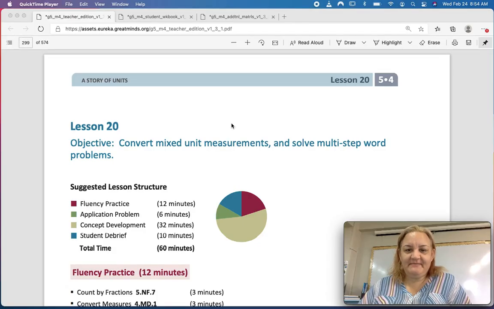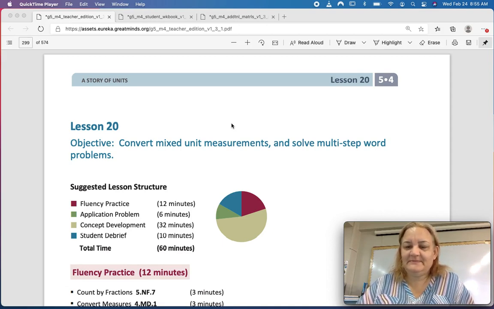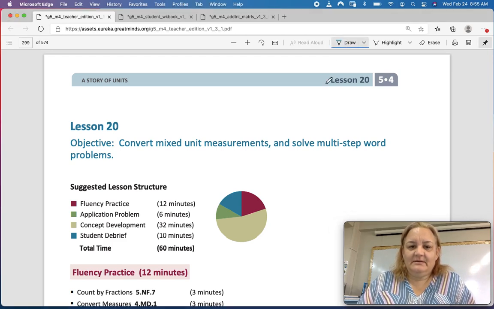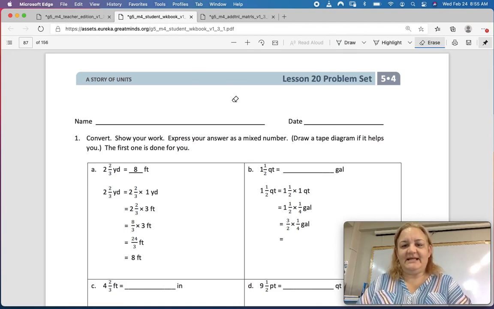This is Eureka Math, Module 4, Lesson 20, and our objective today is to convert mixed unit measurements and solve multi-step word problems, okay? And in order to do that, we're going to do a lot of the same things that we did yesterday. We're going to convert unit measurements, but this time I think we're going to see it's just kind of the next level. So let's go to the Learn book, please, and your problem set, Lesson 20.